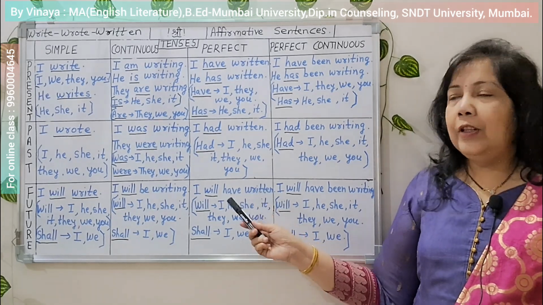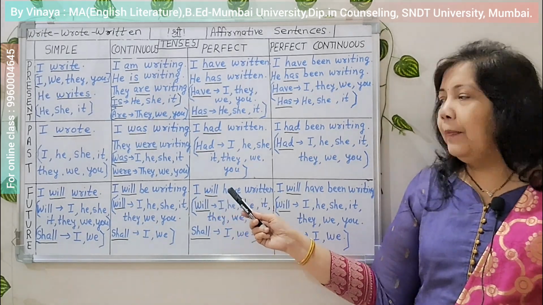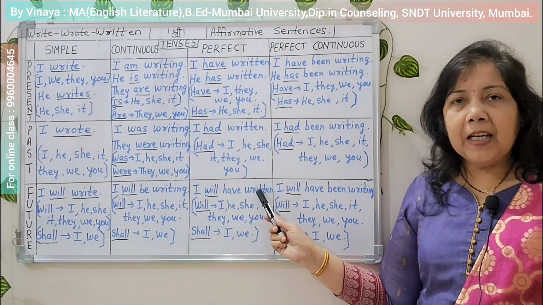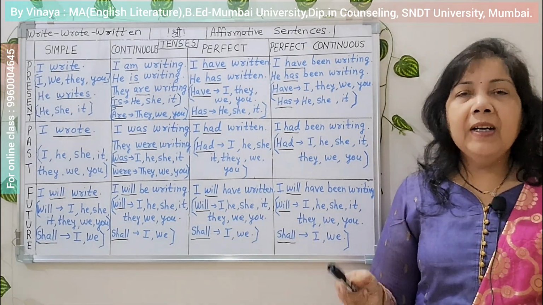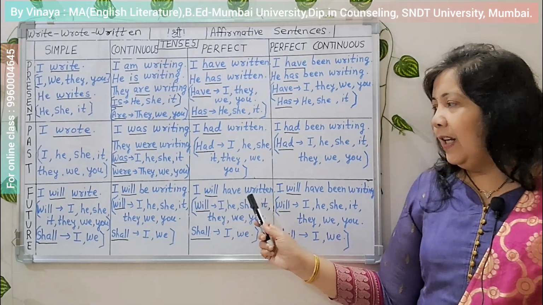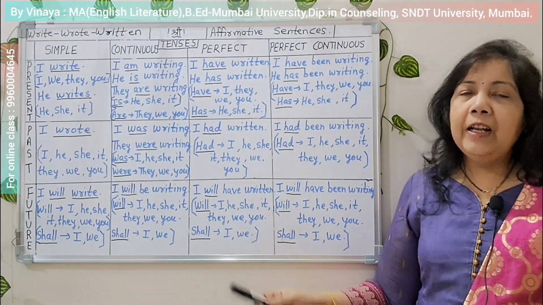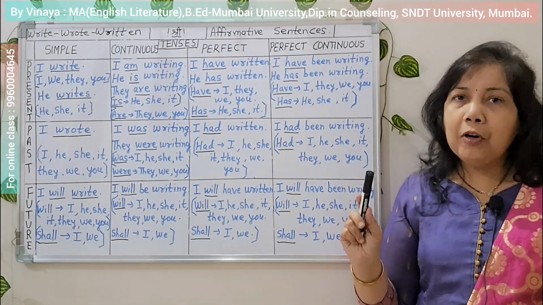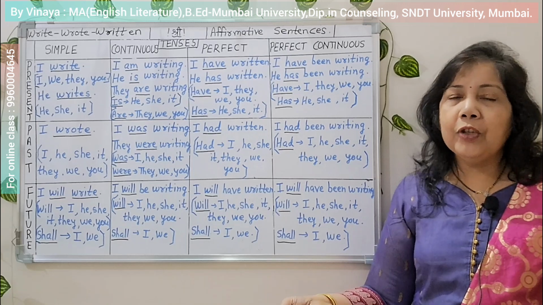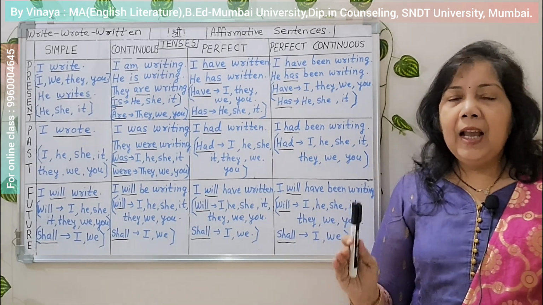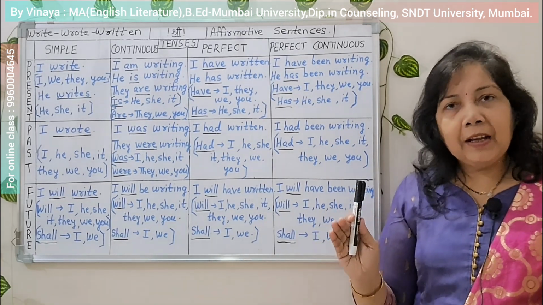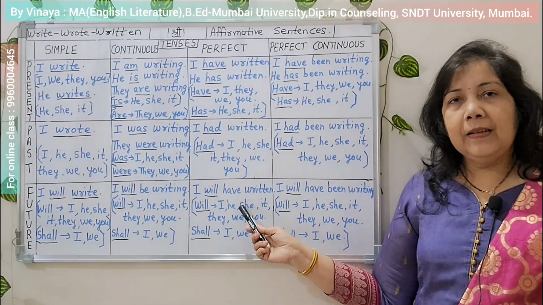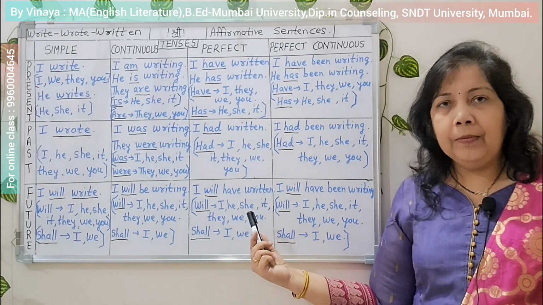Now what is the construction? Subject plus shall or will plus have plus PP. PP, that is past participle of the verb, third form of the verb V3. I will have written, I shall have written. When to use this tense now? When we want to say that the action will be over in future by a particular time. When we want to say something about that, then we use this tense. We make the sentence in this construction.